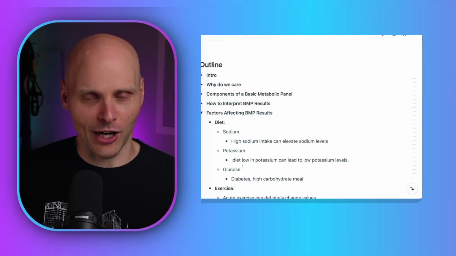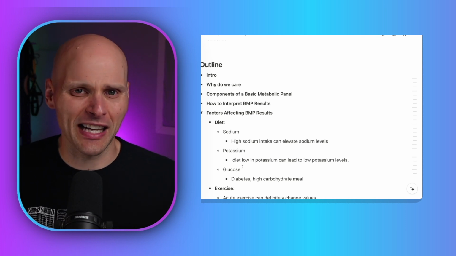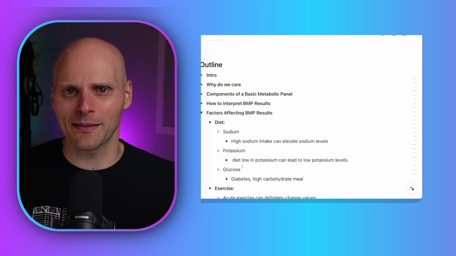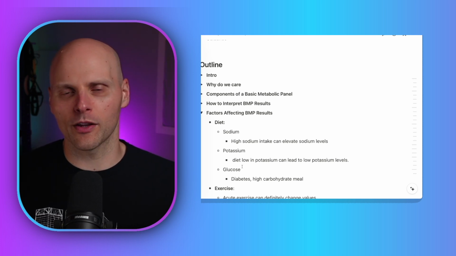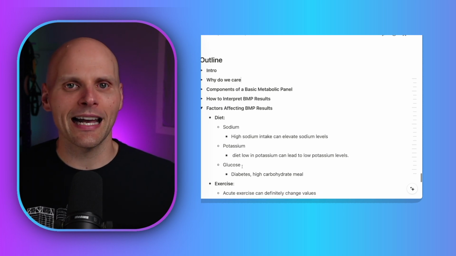Additionally, potassium, diets low in potassium can lead to, shockingly, lower potassium levels. And so it's deficient in all the things. And once again, that's not very common to see people who are hypokalemic just from their diet alone. A lot of times it's medication related. And as we mentioned before, diet can affect glucose, whether from a diabetes perspective, if you're eating a high carbohydrate meal, that can happen. So diet, that's much more nuanced.